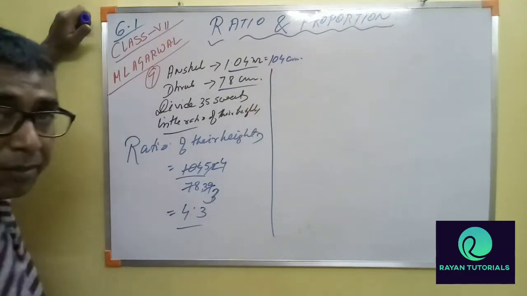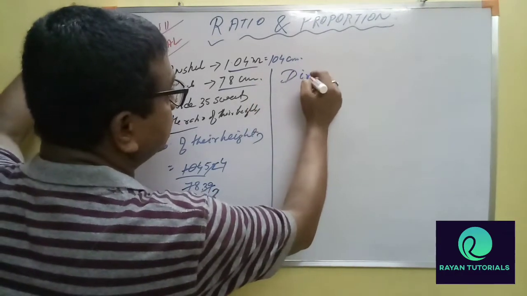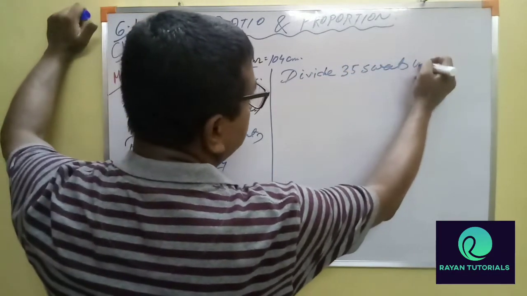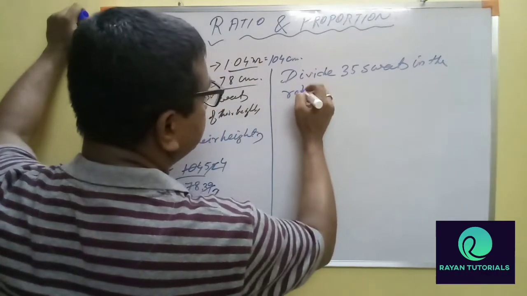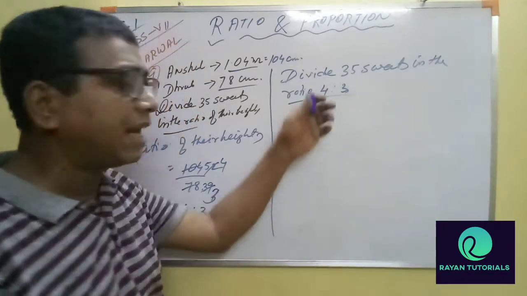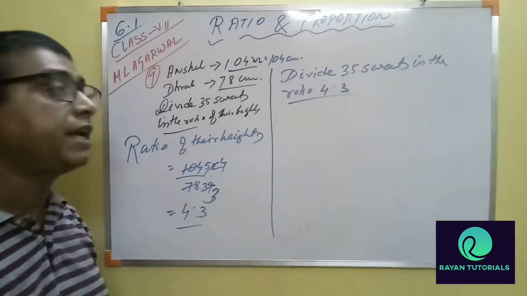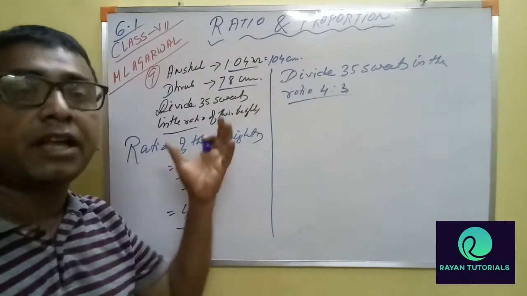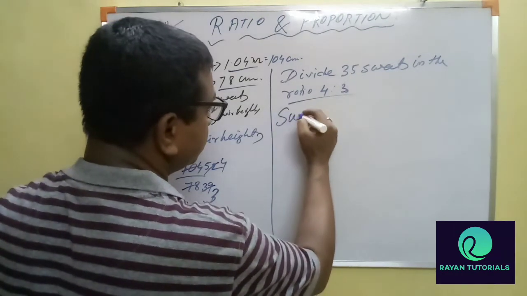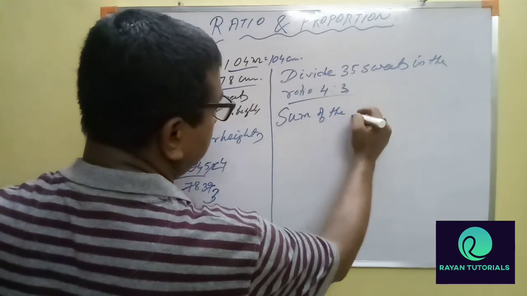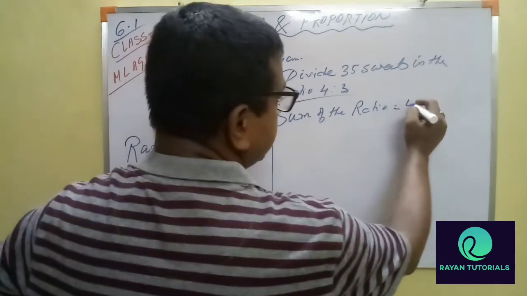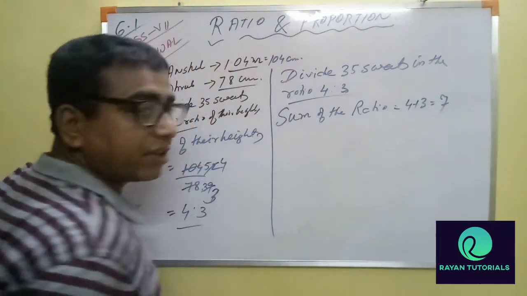That means the sum is now like this. Divide 35 sweets in the ratio 4:3. Now whenever you find this type of sums, many times you will be getting divide rupees this much in the ratio of this much. So what you need to do, first of all, sum of the ratio. The ratio is 4:3, sum it up, equals to 7.